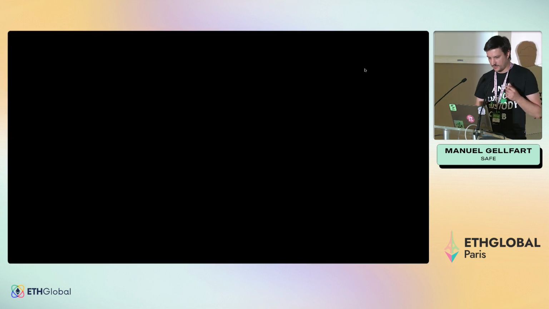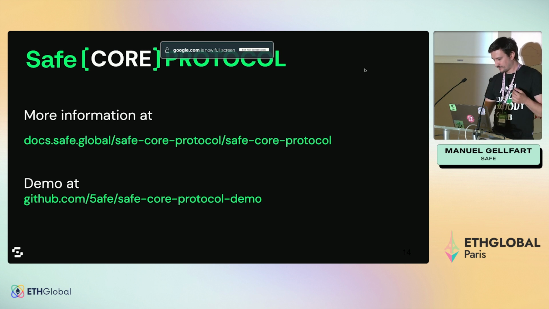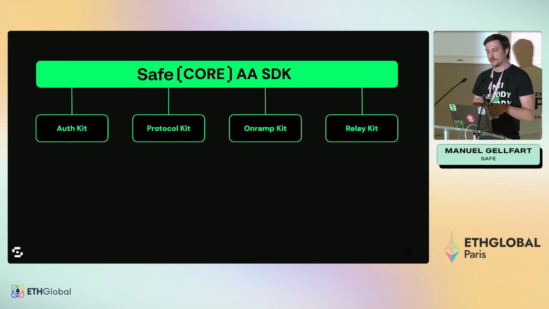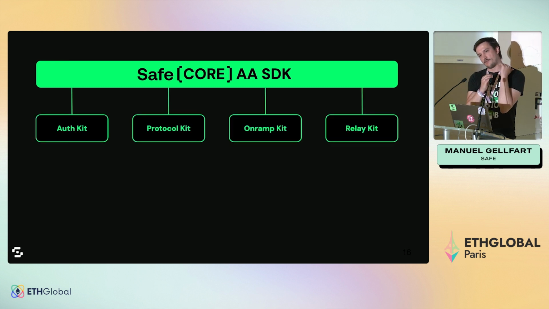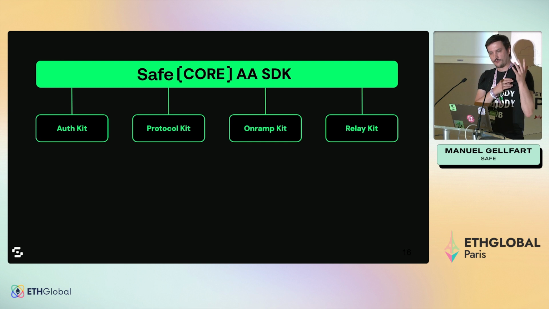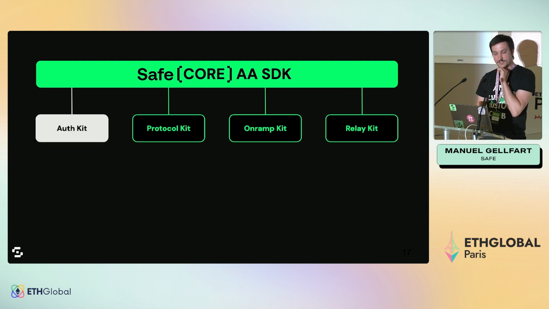Let's go back to the slideshow. Let's talk about the Account Abstraction SDK. I mentioned it's a TypeScript library, and it consists of multiple kits, and every kit has multiple packs, which are the implementations. The kit is the interface for a certain feature, while there can be multiple packs for certain integrations with it. The Auth Kit is the first.